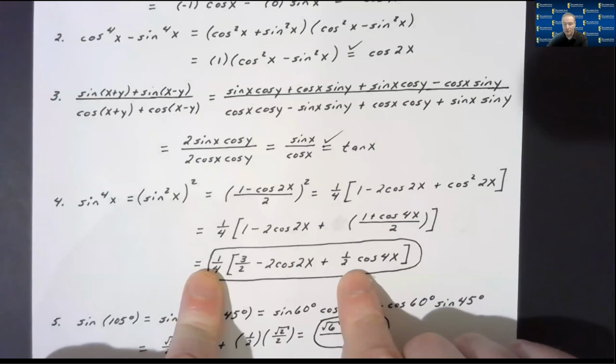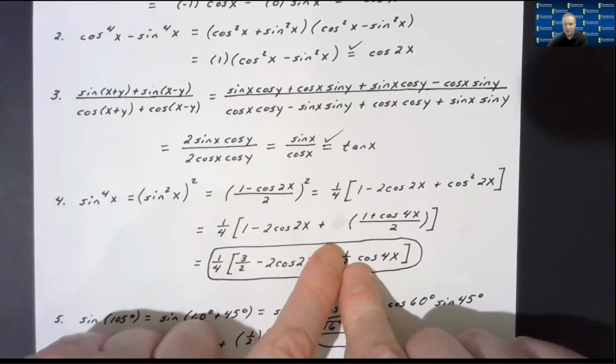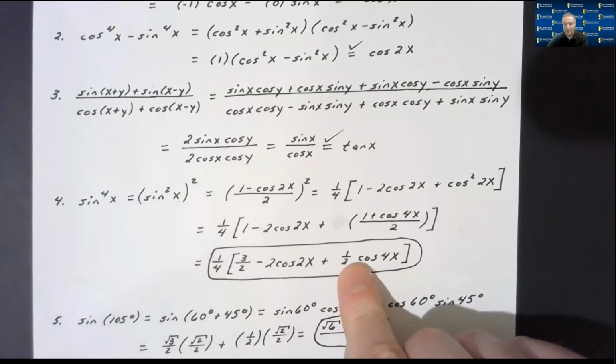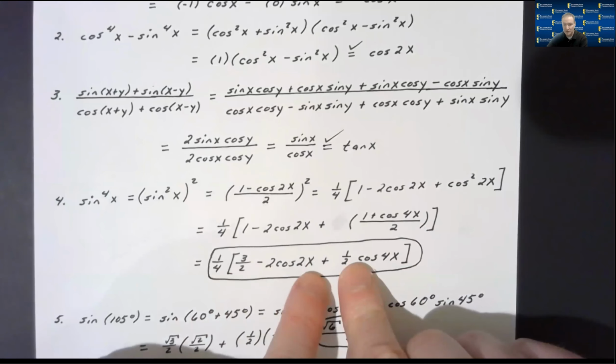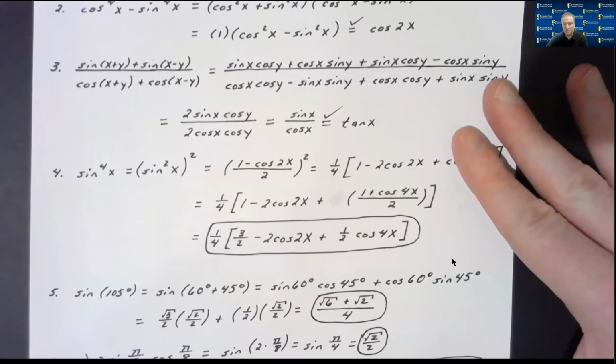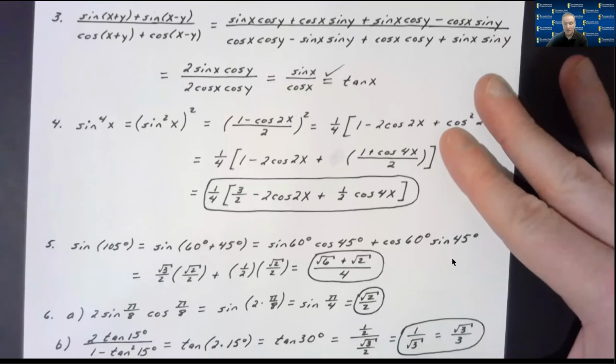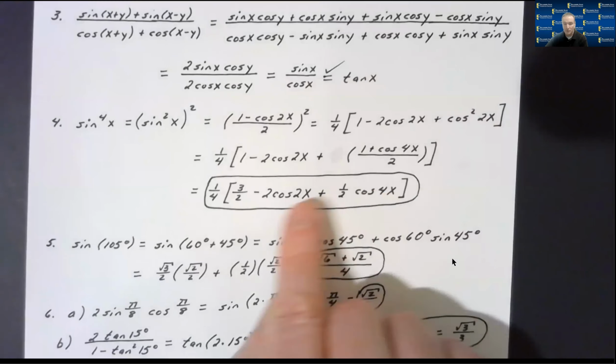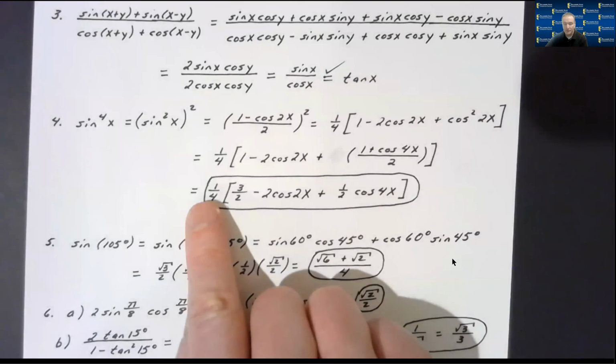If you wanted a beautifully factored answer, you might also factor out an additional factor of 1/2 and have a 1/8 out there. And then the inside would be 3 minus 4 cosine 2x plus the cosine of 4x. But this is fine as it is. I'm not going to care about how you choose to factor or not factor that answer. All I need is an answer with only linear powers of cosine.